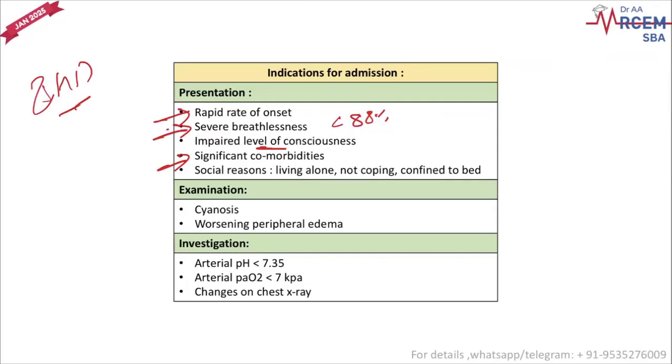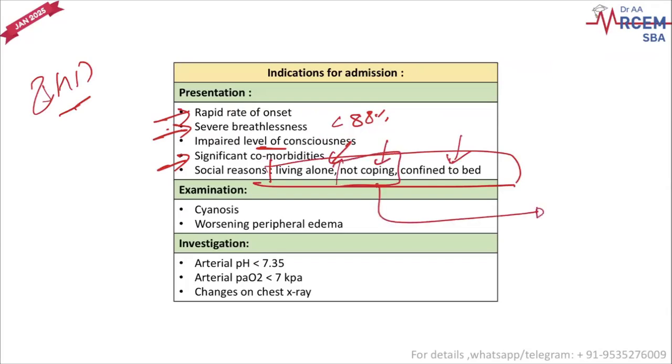Social reasons are another important factor you need to remember. He's living alone, no one is there to take care of him, he's not able to cope himself, he's confined to the bed, you go ahead and admit. Not coping was again tested in the exam. So social reasons also, we admit. It doesn't mean that because you are medically fit, go, I do not care what you do at home. No, you should see the patient holistically in the UK.